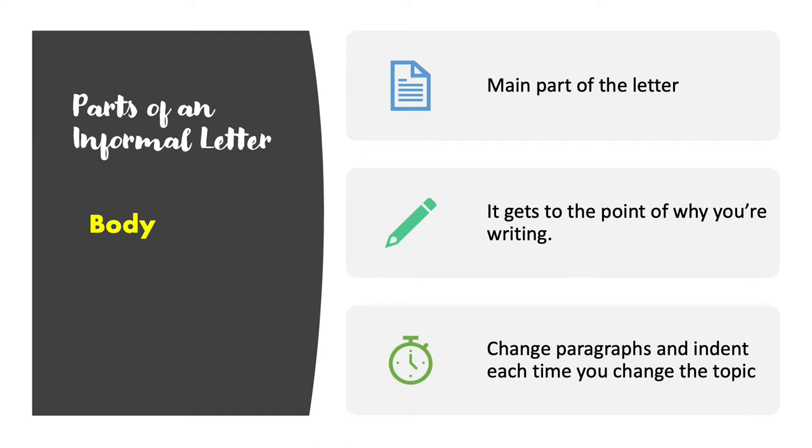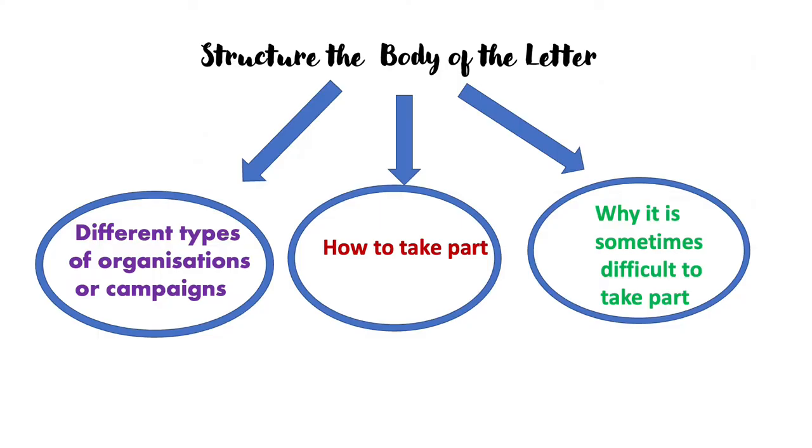Then comes the main and the longest part of your letter, that is the body. It gets to the point of why you are writing and you need to change the paragraphs as you change the topic. According to this letter, we need to structure the body in 3 paragraphs for each rubric. Para 1 should consist of different types of organizations or campaigns, Para 2 talks about how to take part in such organizations or campaigns, and Para 3 is about the barriers to taking part.